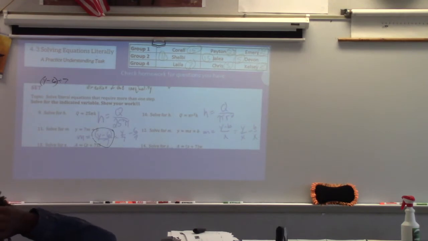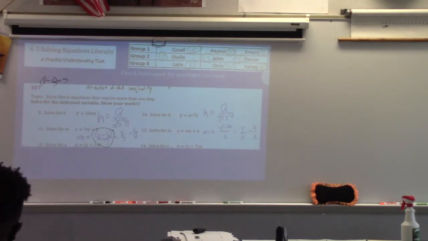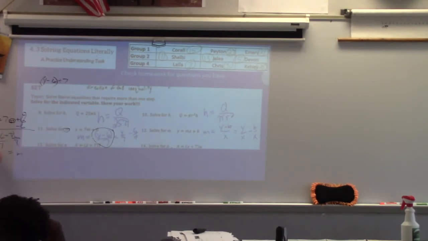All right. So notice you can do that, but I would highly recommend, if you're looking at number 11, y equals 7m plus 6, we want to solve for m. So we subtract 6: y minus 6 equals 7m, because 6 minus 6 is 0. Then you just show the division like that, right, Peyton? And so 7 divided by 7 is 1. So m is equal to y minus 6 divided by 7. Any other questions before we move on?